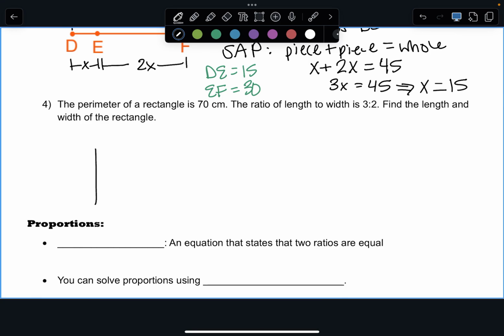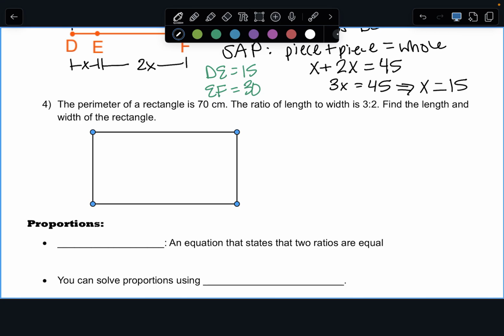This one says the perimeter of a rectangle is 70 centimeters. I'm going to draw a rectangle. Does anyone remember the formula for perimeter? How do we find perimeter of a rectangle? Not area. Yeah, your perimeter is your length plus your other length plus your width plus your width. Or you might have seen it as 2 times your length plus 2 times your width. Those are L's, by the way, curly L's. Okay. So that's our formula for perimeter.